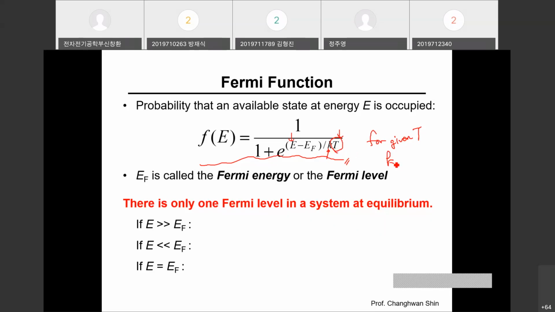We remember that in the very first slide that we learned today, kT over q, the thermal voltage, was 26 millivolts. So kT corresponds to 26 milli electron volts, 0.026 electron volts. So for a given temperature, the Fermi function can be described as 1 over 1 plus exponential of E minus EF over 0.026 electron volts.